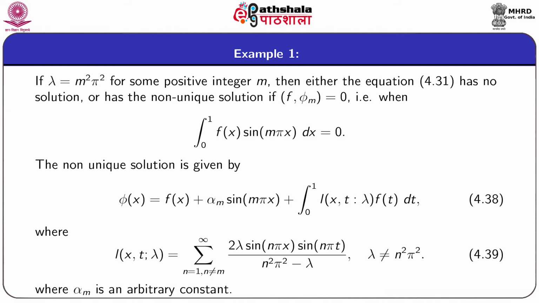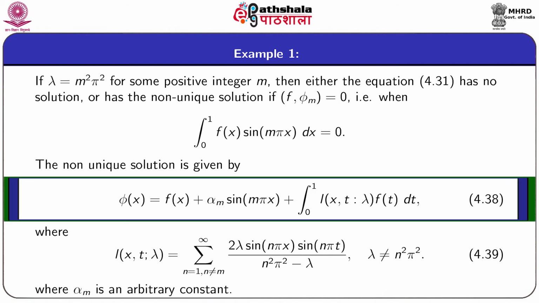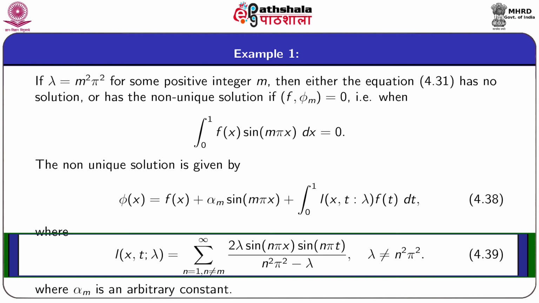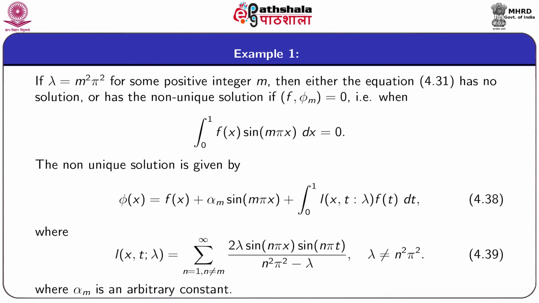If this happens, then a non-unique solution of the given integral equation will exist, and this non-unique solution is given by phi(x) equal to f(x) plus alpha_m sin(m pi x) plus integral 0 to 1 L(x, t; lambda) f(t) dt, as given by equation 4.38, where the function L(x, t; lambda) is given by summation n equal to 1 to infinity, n not equal to m, of 2 lambda sin(n pi x) sin(n pi t) divided by (n squared pi squared minus lambda), and lambda is not equal to n squared pi squared, as given by equation 4.39, and alpha_m appearing in equation 4.38 is an arbitrary constant.